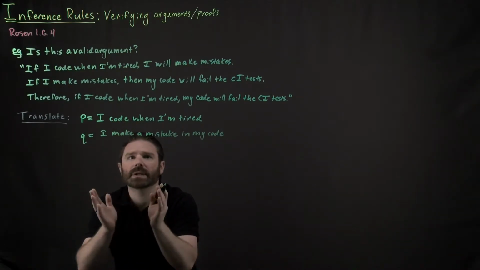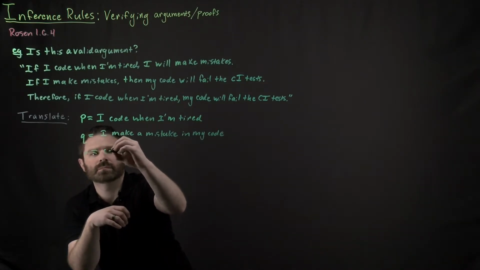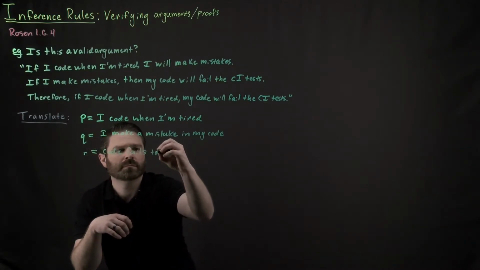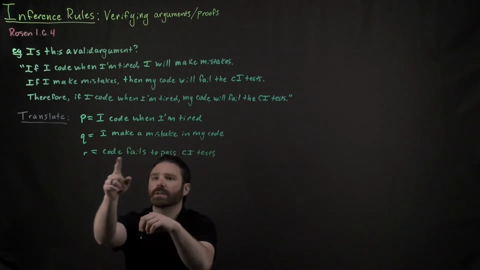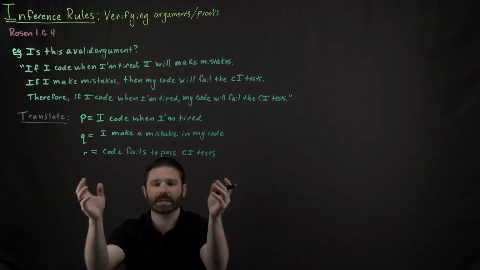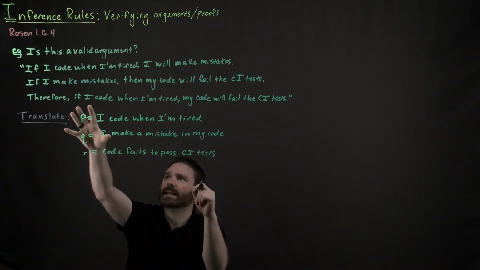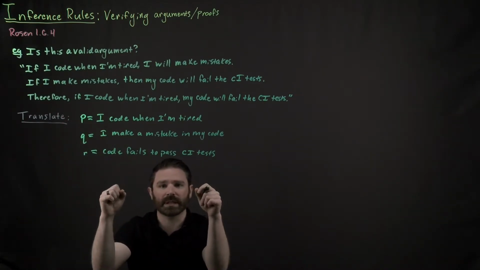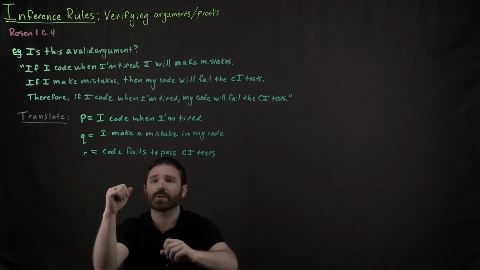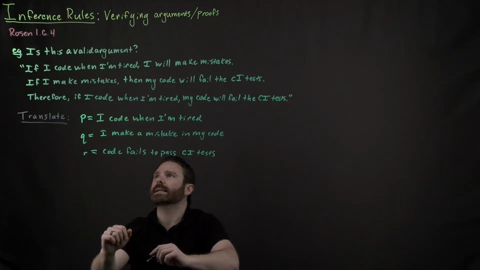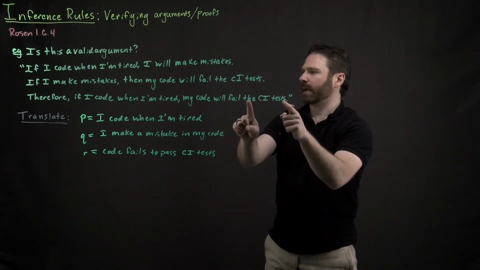Q be the statement or proposition I make a mistake in my code. And lastly, R is going to be my code fails to pass the continuous integration tests right here. So I've introduced these propositional variables right here, and so we can translate this English paragraph into something that actually looks like one of the arguments back when we were talking about inference rules. So in particular, translating this, well, let's see here. These first two sentences right here, those are my hypotheses. And this over here is my conclusion.